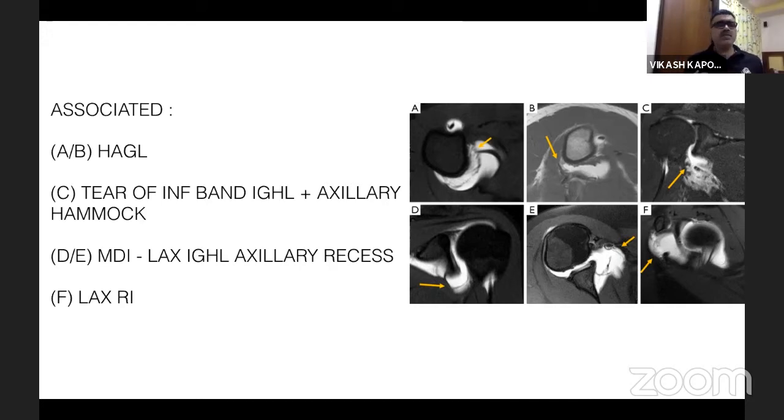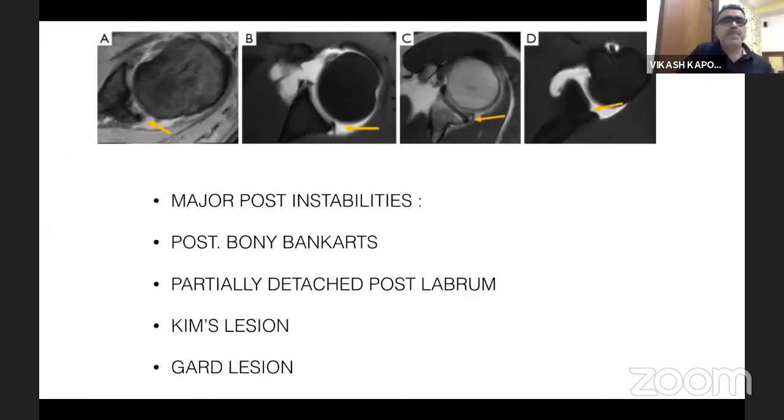After fixing the Bankart, sometimes the shoulder remains painful and unstable. It is more because we have not been able to address the humeral end of this particular lesion. A tear of the inferior band of the inferior glenohumeral ligament and axillary hammock causes anteroinferior recess pain and instability. Multidirectional instability lacks the IGHL and axillary recess, and lacks the rotator interval also, which is one of the reasons of instability, often mixed but can be identified in a well-done MRI.